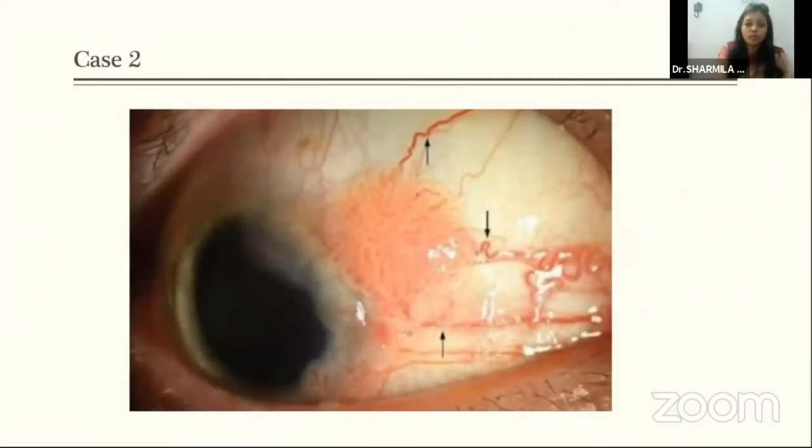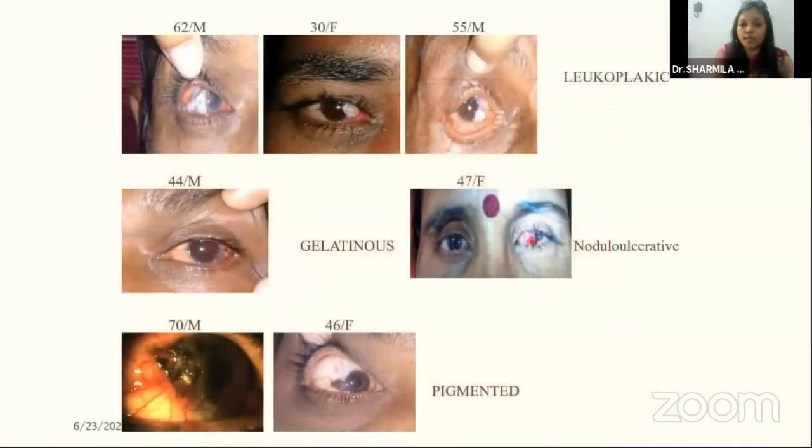Coming to case 2, case 2 has an elevated conjunctival lesion. You have this papilliform type of lesion, which is encroaching onto the limbus and the cornea. You can see some feeder vessels here. I'm sure you all have the diagnosis. It's ocular surface squamous neoplasia.